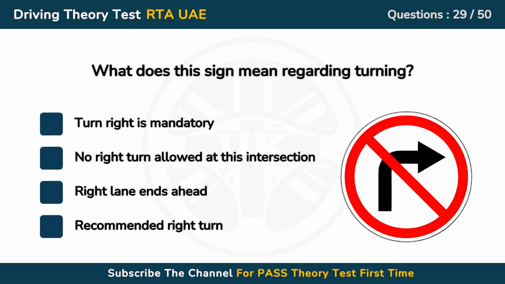A. Turn right is mandatory. B. No right turn allowed at this intersection. C. Right lane ends ahead. D. Recommended right turn.